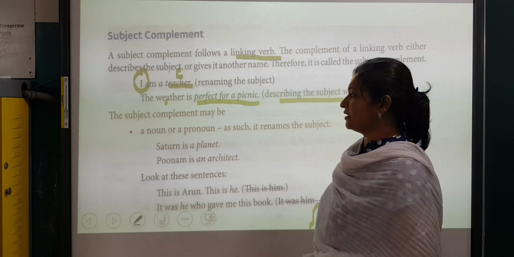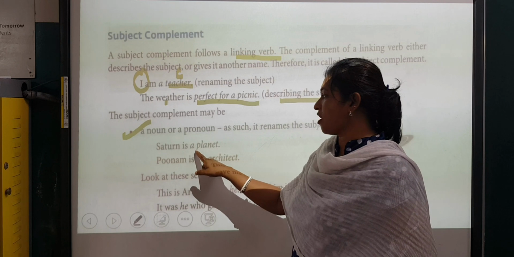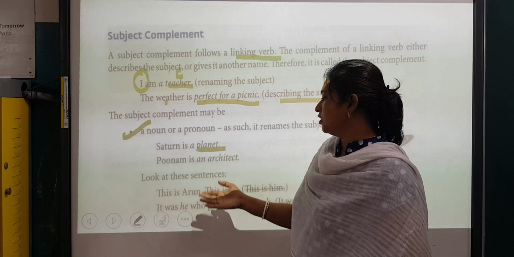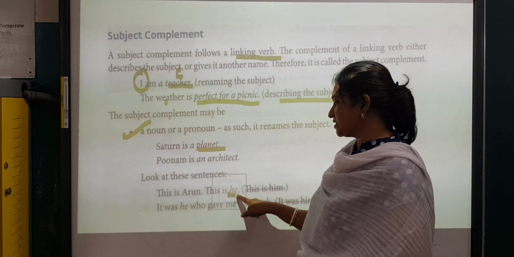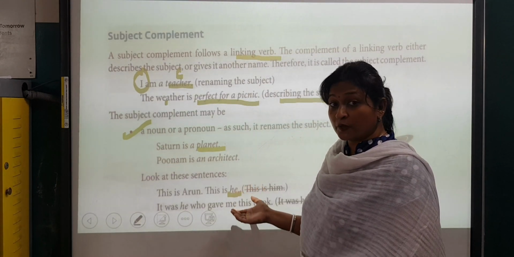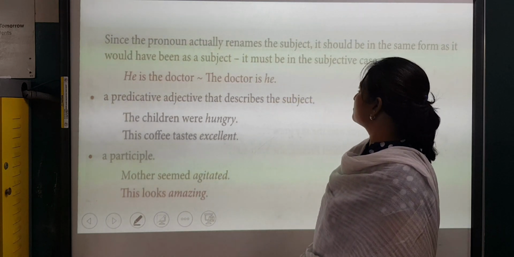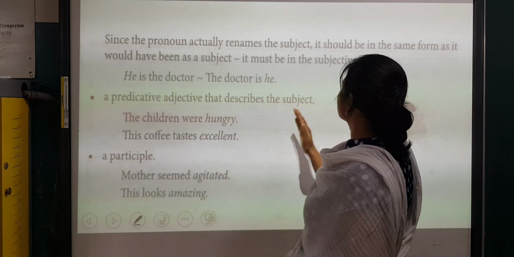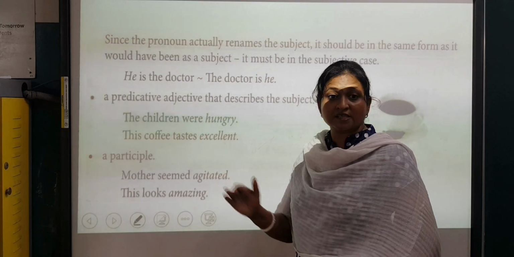The subject complement can be a noun. For example, Saturn is a planet. The complement is planet and it is a noun. Look at these sentences. This is Arun, this is he. So here the complement is he and it is a pronoun. Since the pronoun actually renames the subject, it must be in the subjective case. He is the doctor, it is he.